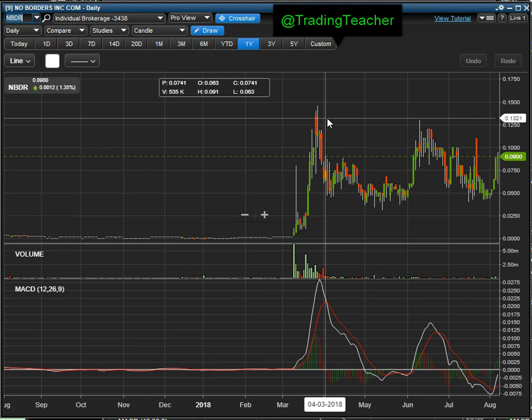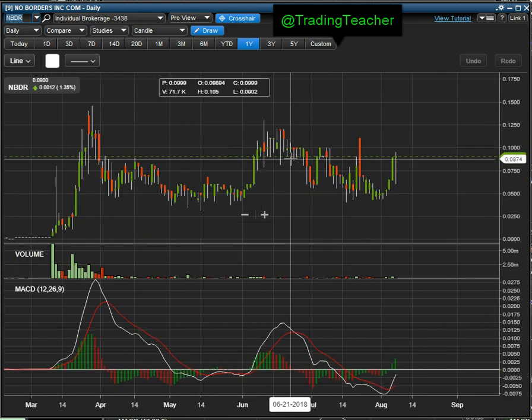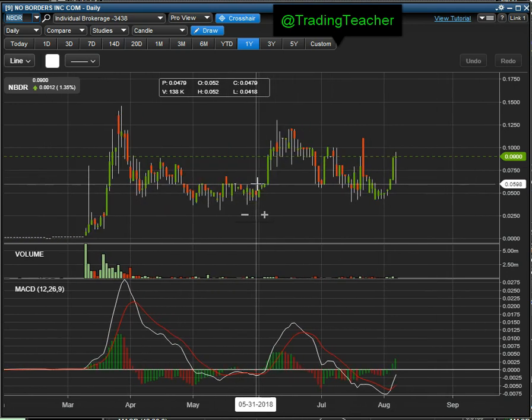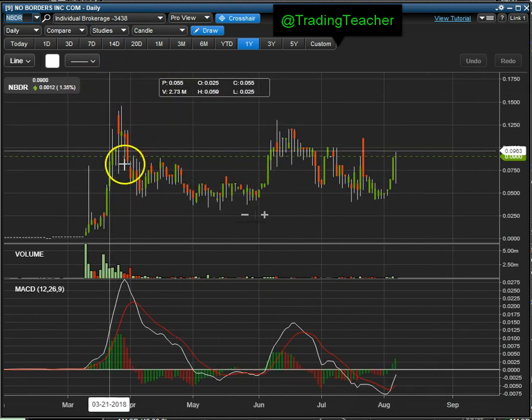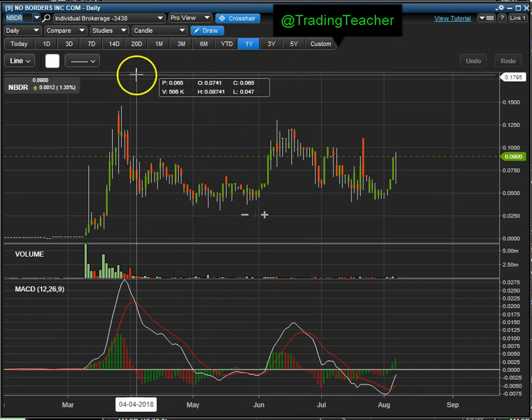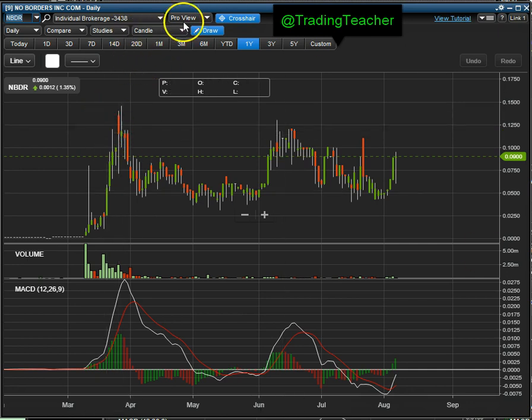I'm going to report on No Borders Inc., ticker symbol NBDR. I had a few individuals on Twitter message me asking me to do some analysis. So here it goes. Let's see what we got here. Looking at a daily chart, I don't see anything special just because it's at resistance or battling resistance. I'll show you what I see, and then we'll narrow it down. We'll go from daily, hourly, and so on.